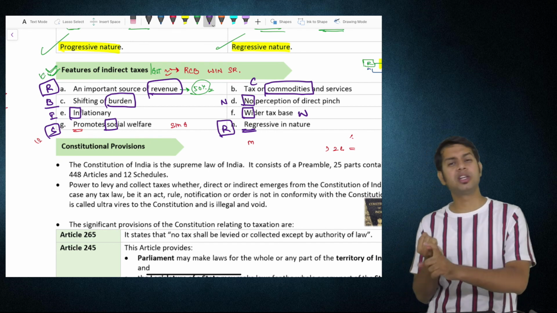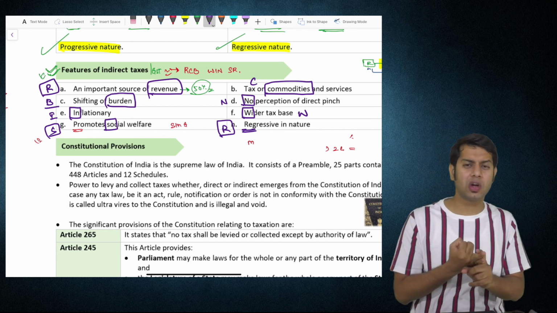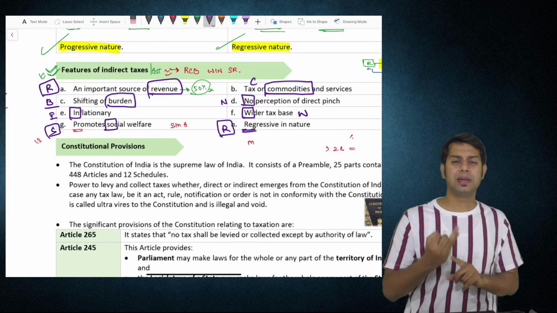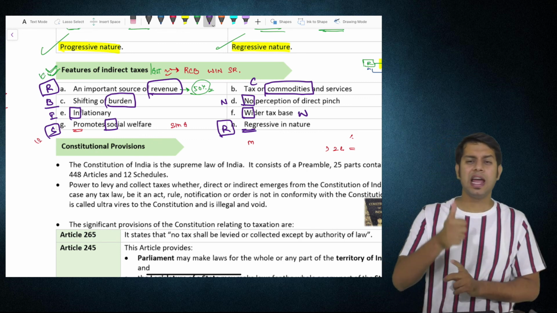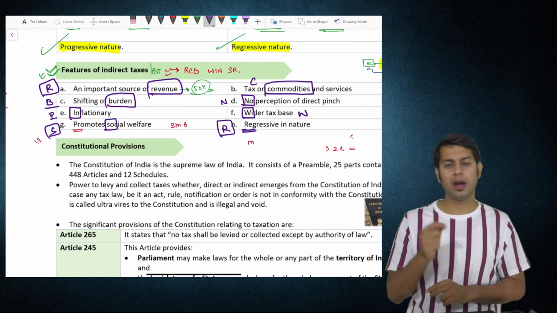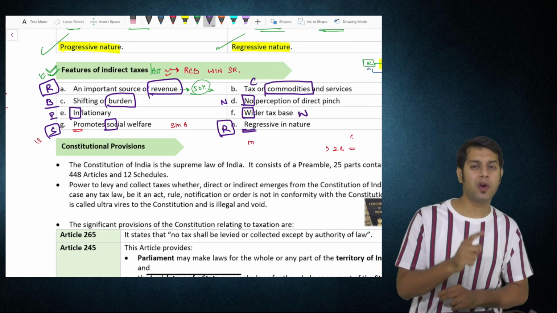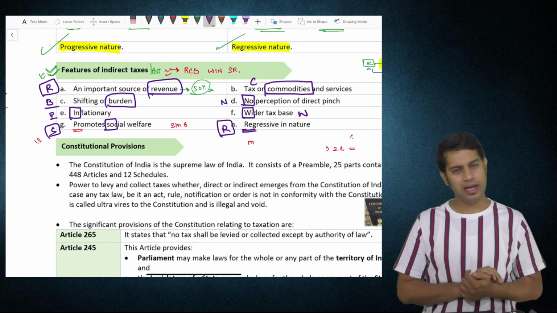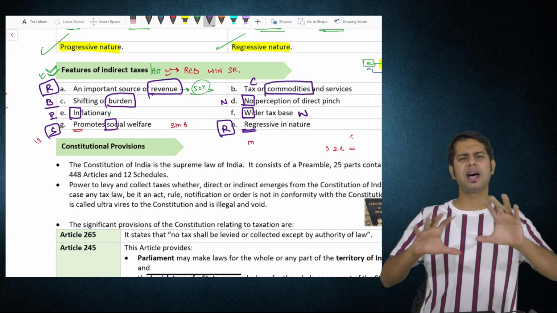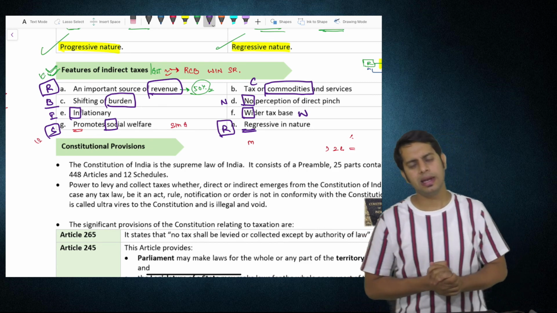R for important source of revenue to the government. C for taxes on commodities and services. RC. B for shifting of burden. Win. W for wider tax base. I for inflation in nature. N for no perception of direct pinch. S for promote social welfare. And R for regressive in nature. These are the different features of indirect taxes.